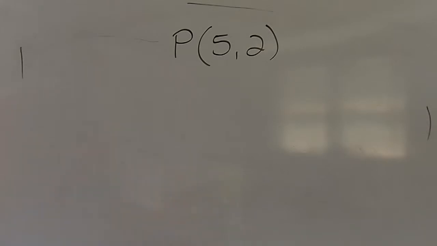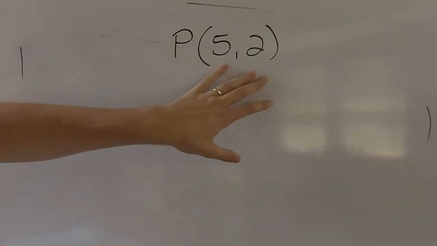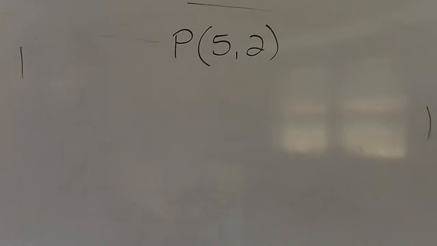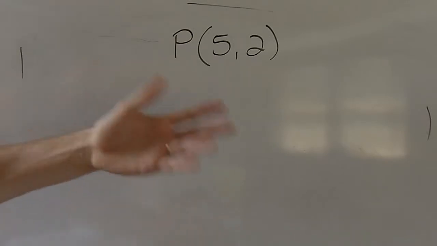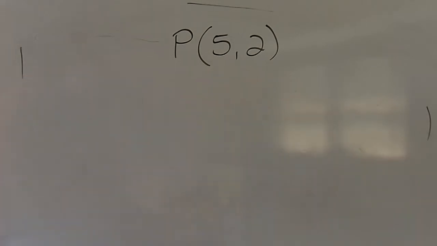What I have up here on the board is a way you'll commonly see permutations listed. You're going to see a P, and then in parentheses, you'll have what looks like an ordered pair. And what that ordered pair is telling you is that you have 5 things being taken 2 at a time. So in other words, let's say we're talking about 5 students running for 2 offices in student council. So let's say they're running for president and vice president.